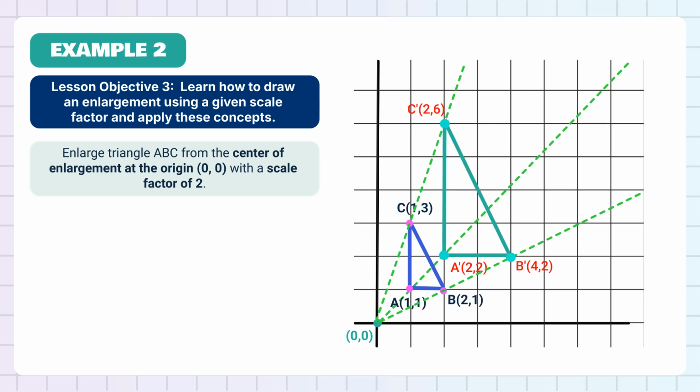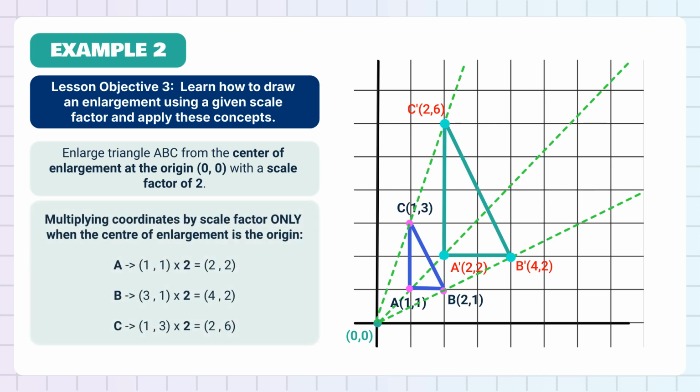When enlarging about the origin, you can just multiply the coordinates of each point by the scale factor, since the coordinates are precisely the horizontal and vertical distances from the center of enlargement if it is the origin. By following these steps and practicing on various shapes, you'll gain confidence in drawing enlargements and understanding the concept of scale factor and center of enlargement.